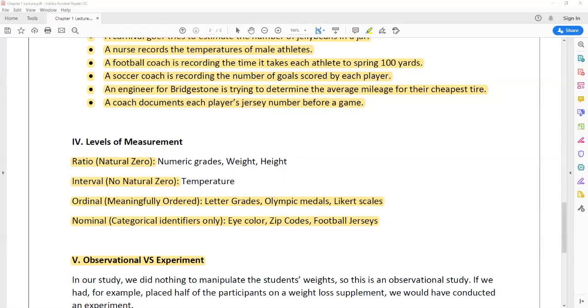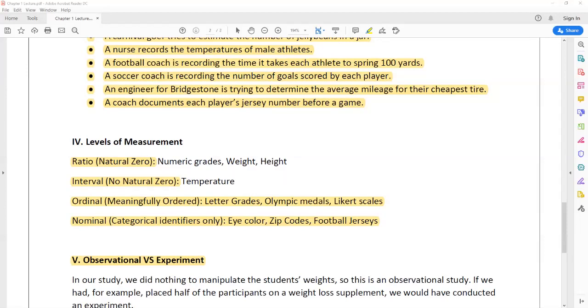And then we have nominal data. Nominal is just for identification purposes only. What is your eye color? What is your zip code? What is your football jersey number? What is your zodiac sign? Those things are just categorical for identification purposes only. So the top two, ratio and interval, they're quantitative. And then the bottom two, ordinal and nominal, are qualitative.